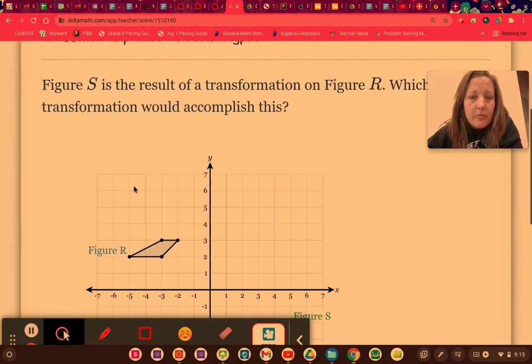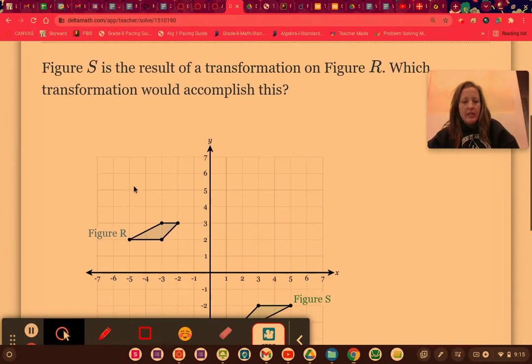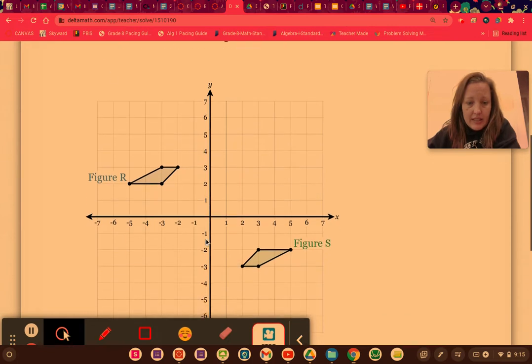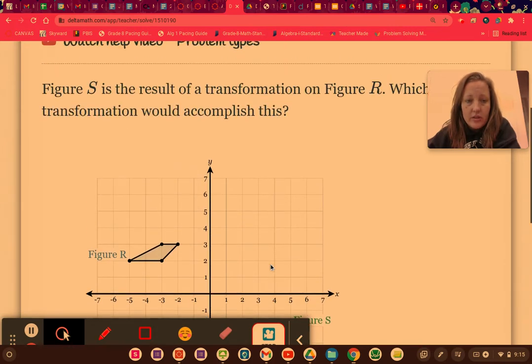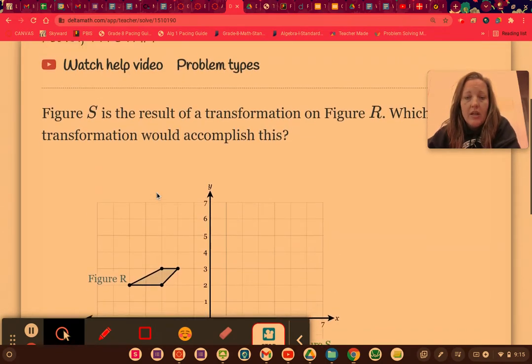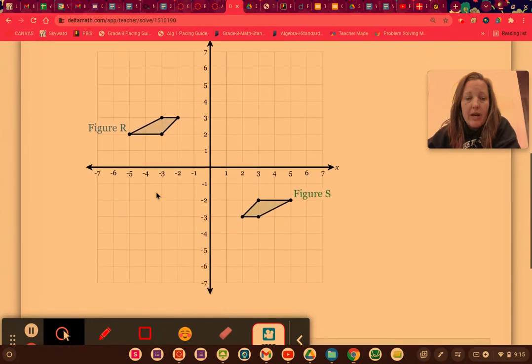Okay, so here's the important part. When you are doing these, it'll tell you which figure comes first, but you have to be careful. This says figure S is the result of transformation on figure R. So that means figure R came first because this is the result. This is what happened because of some stuff that you did to this one. So we need to figure out what happened.